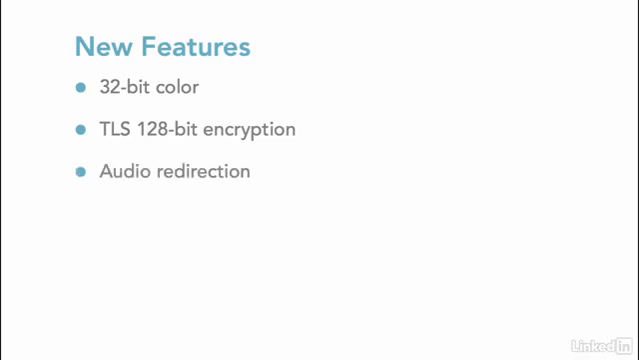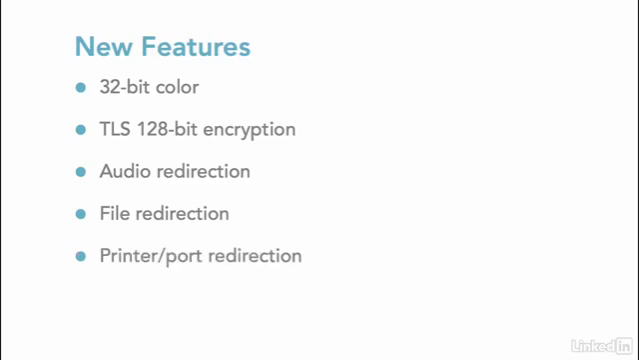The newest version supports a plethora of great features like 32-bit color, TLS 1.0, 8-bit encryption using the RC4 algorithm, audio redirection, which allows audio to be processed remotely then sent to the client, file system redirection, allowing local files to be used over the RDP session, printer redirection, which allows local printers to be used over a remote session, port redirection for using a local port over the remote session, and clipboard sharing.